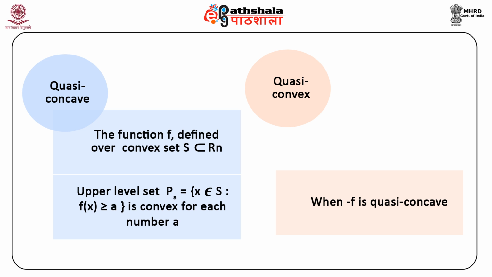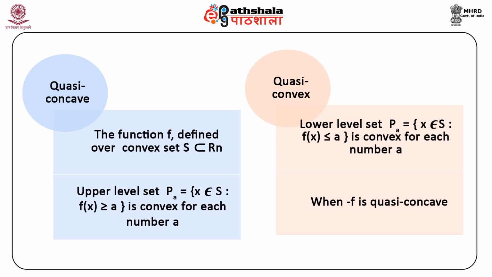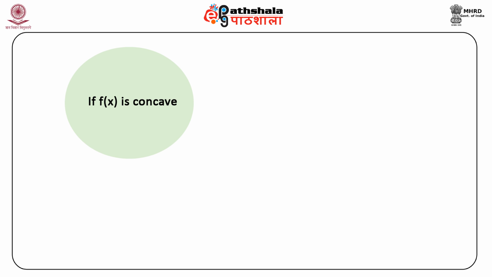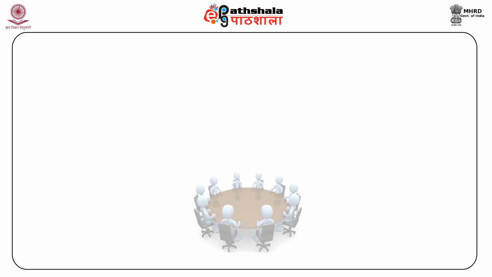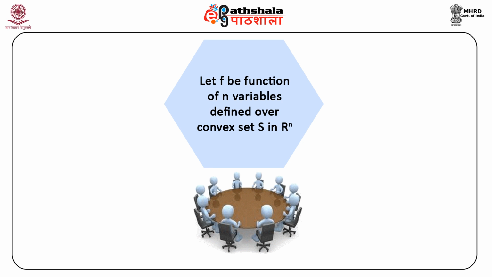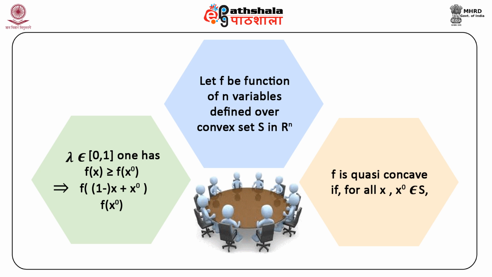Quasi-convex: we say that f is quasi-convex if minus f is quasi-concave. So, f is quasi-convex if and only if the lower level set P_a is convex for each number a. If f of x is concave, then f of x is quasi-concave. If f of x is convex, then f of x is quasi-convex. Theorem: let f be a function of n variables defined over a convex set S in R^n space. f is quasi-concave if and only if, for all x, x0 belonging to S, and all lambda belonging to [0, 1], f of x greater than or equal to f of x0 implies the inequality.